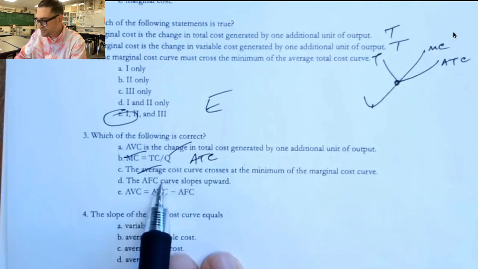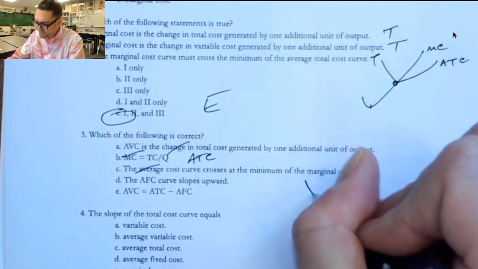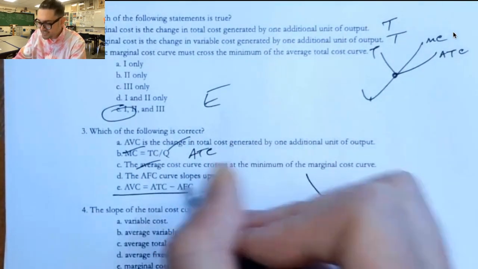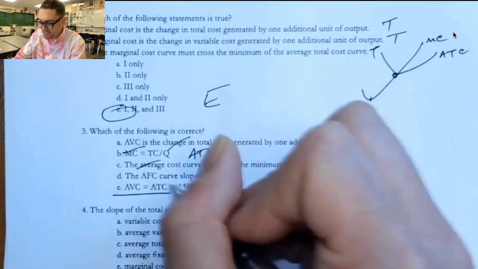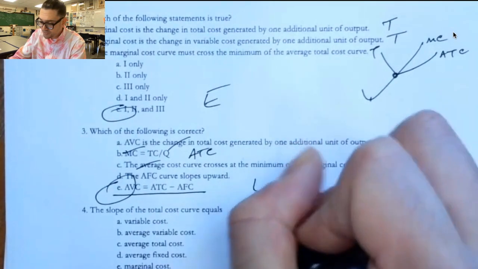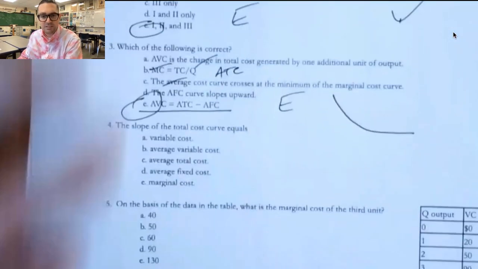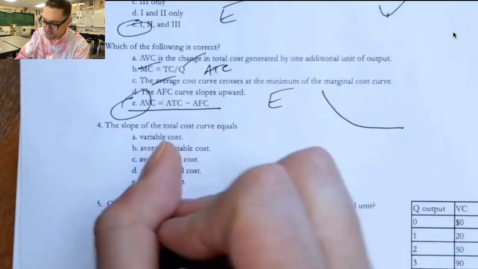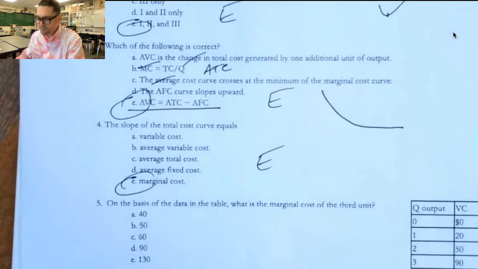The AFC curve slopes upward. No, it's always going to be going down and down and down. So that leaves the last statement, ATC minus the AFC equals the AVC. That is true. So our correct answer here is E. The slope of the total cost curve is the rate of change of that total cost. So we would say that's the additional cost or the marginal cost. So that's E. For this next one, boy, we got a lot of E's.